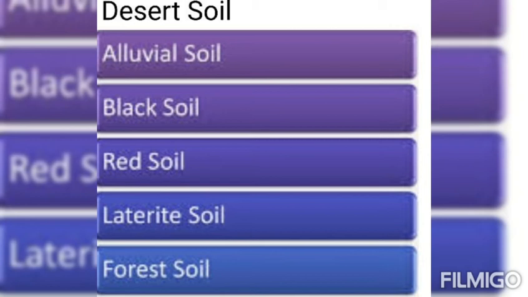Laterite soil, later means brick. Laterite soil is found in the areas which receive heavy rainfall like Kerala and the northeastern area of India. Now, due to heavy rainfall, the nutrients of the topsoil get washed down. They move to the subsoil, the parent rock, and the topsoil becomes infertile. This is known as leaching.